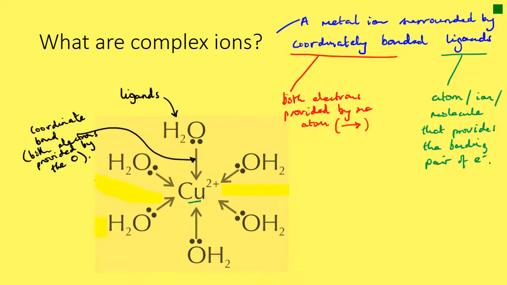So here's a picture of a copper complex surrounded by water molecules. The central metal ion, which I'm underlining, is a copper 2+ ion, and it's six of the water molecules surrounding it, acting as the ligands. So let's label it: the ligands are the water molecules, and these are the coordinate bonds. Let's draw a little arrow coming back here. So this is the coordinate bond.